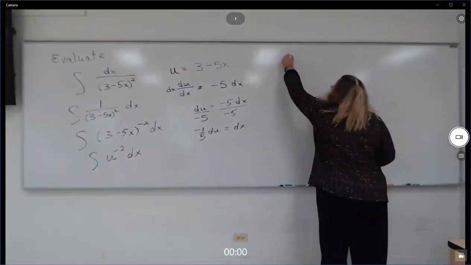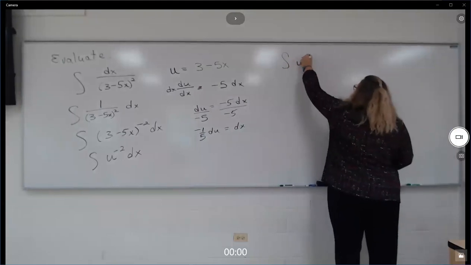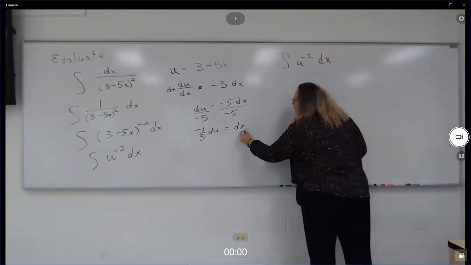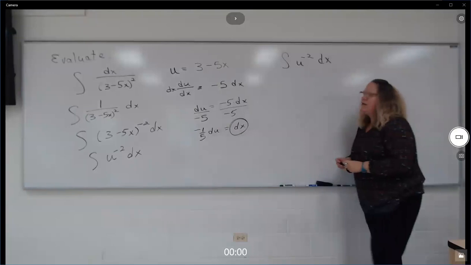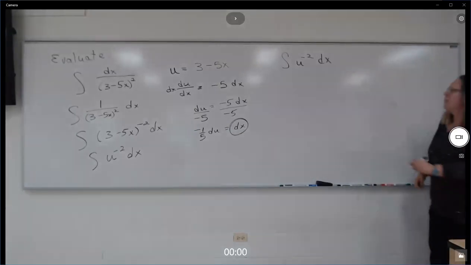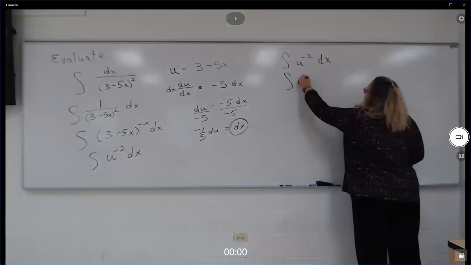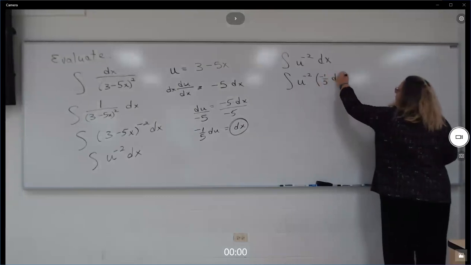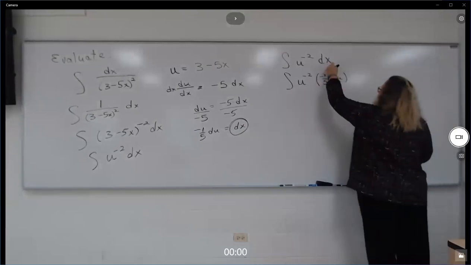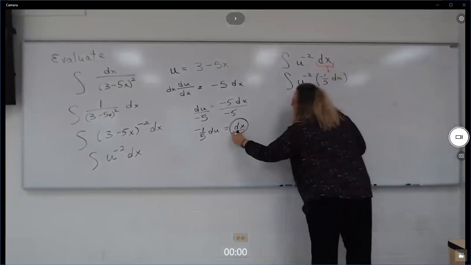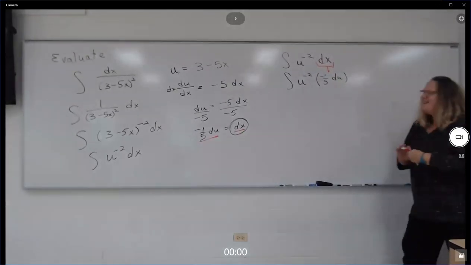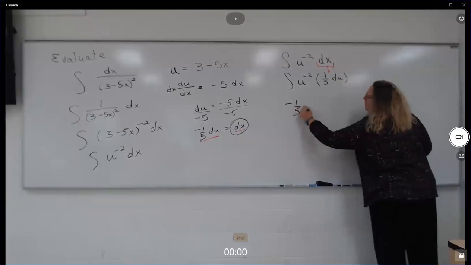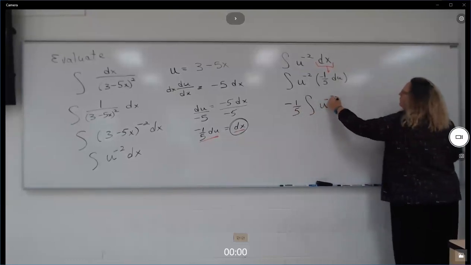So let me rewrite this. Integral of u to the negative 2 dx. That forces us to keep working. But now what can I put in place of dx? The negative 1/5 du. Here we go, integral of u to the negative 2, and this is times negative 1/5 du. In place of this, we're plugging in this, which is exactly what this says. And so it's not too bad because remember the negative 1/5 can go out in front. And now we actually have the integral of u to the negative 2 du.